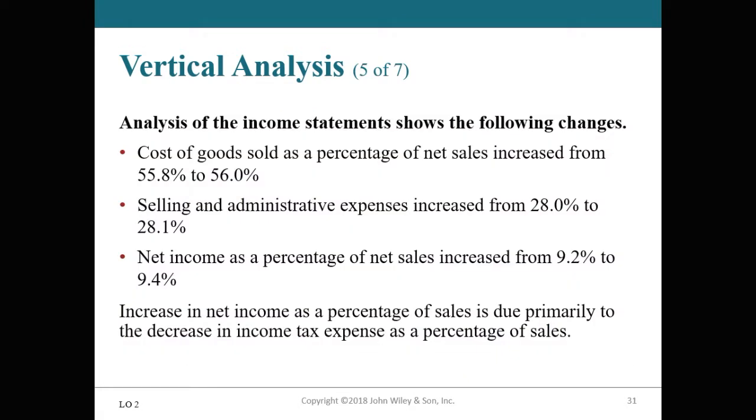Analysis of this income statement gave us changes of cost of goods sold as a percentage of net sales increasing. Selling and administrative expenses increased. Net income as a percentage of net sales increased. So see, just because there was an increase in things such as our cost of goods sold and our selling and administrative expenses, when it dropped down all the way, the increase in net income as a percentage of sales is really due to the decrease in the income tax expense. There were increases, but the biggest part of it comes back to that decrease in the income tax expense offsetting it.